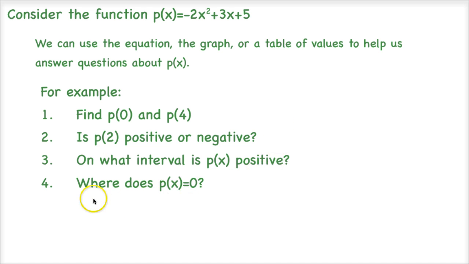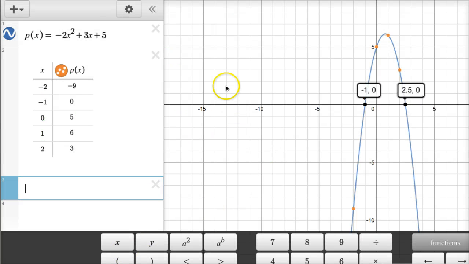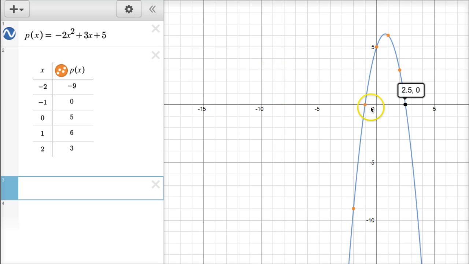Okay, so if you have everything written down, let's switch over to the graph here and try to answer some of these questions. So here we go. We're using our Desmos web app. You might have it downloaded on your phone or iPad or iPod, whatever. But let's take a look at this. Here's my graph, and I want to answer those questions. Find P of 0 and P of 4, first of all.